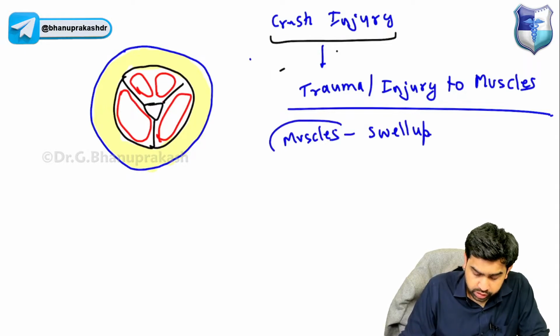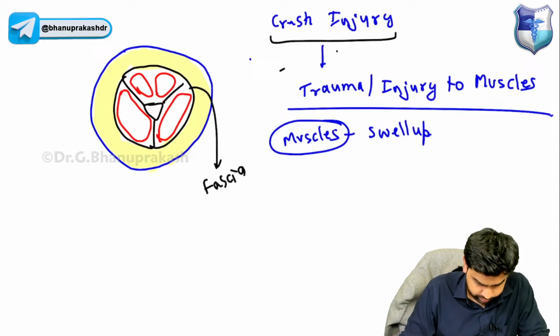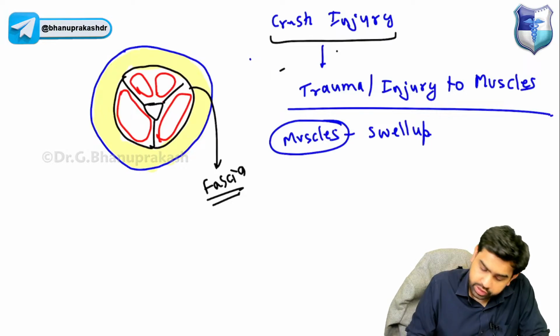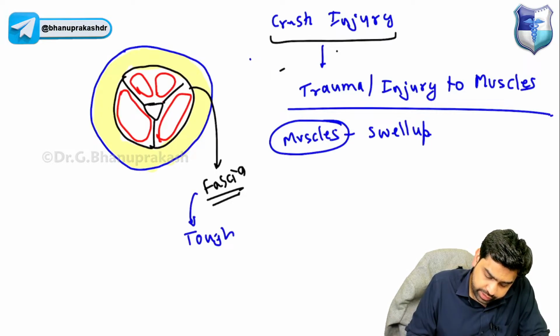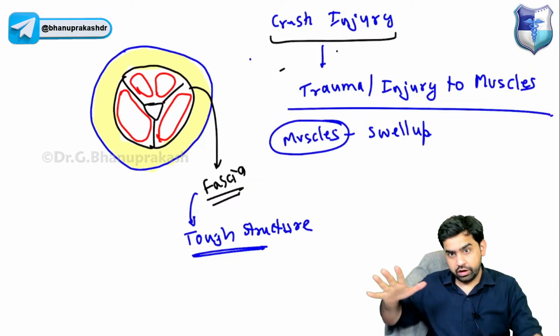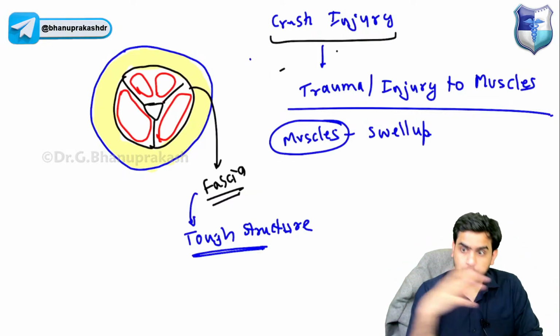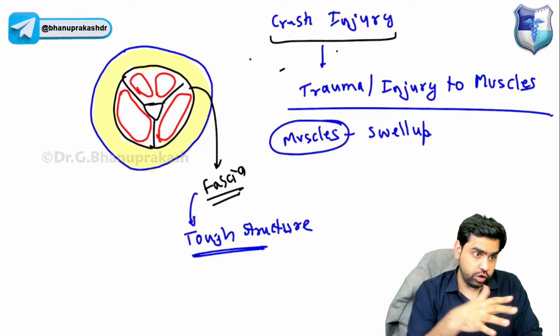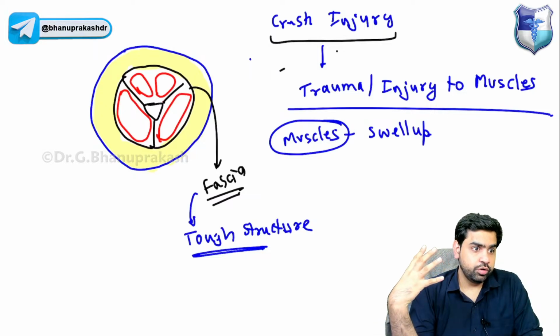Muscles are going to swell up, but what you need to understand is that this is a fascia, and this fascia is a tough structure. Even though the muscles are swelling up, this fascia is not going to give way. It will not get distended very easily.